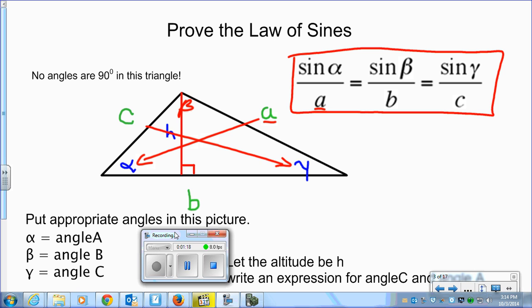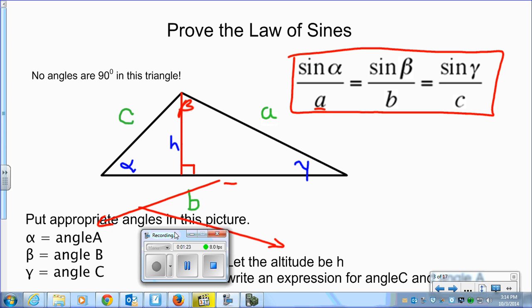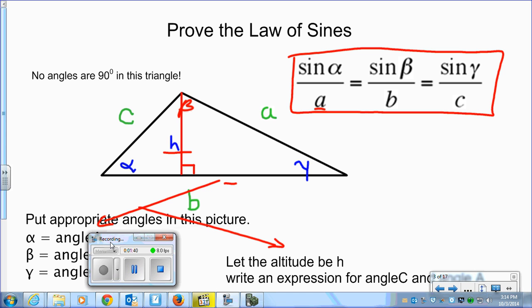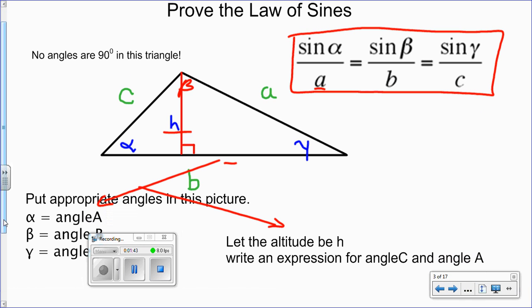What you want to do is recognize that for any triangle, you can always draw an altitude, perpendicular from one side to the opposite vertex. We're going to label the altitude H. Now we can write an expression for angle C and angle A using sine. So we have two right triangles: the left right triangle and the right triangle.